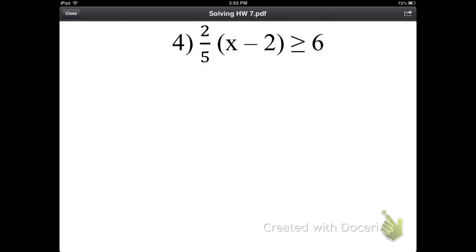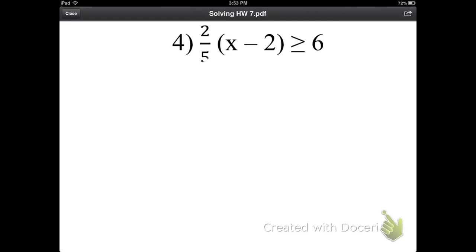Number 4. This one, I keep the fraction problems on the homeworks because they're hard, and I'm just hoping that if we keep working on them, they won't be as hard eventually.